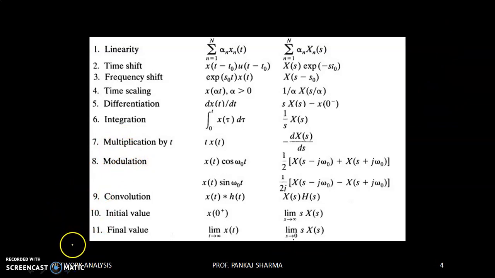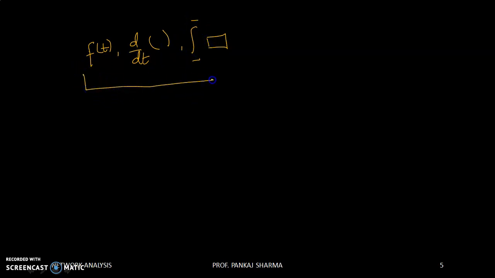This is some properties. We'll understand this later on. Just first, let us move towards the next slide. This is your time domain integral differential equations. I'm just showing it by notation. It is converted into F of s, and it is very much easy to solve.